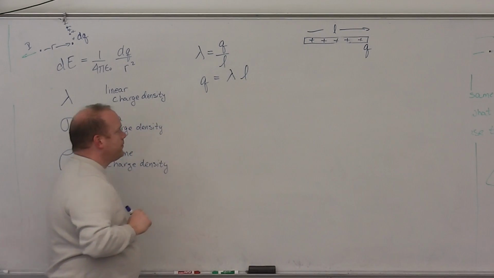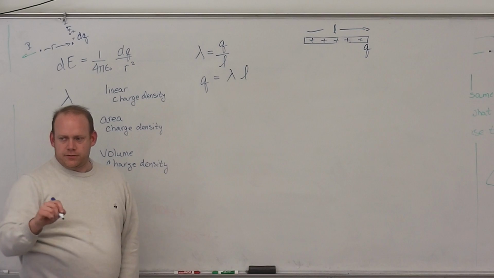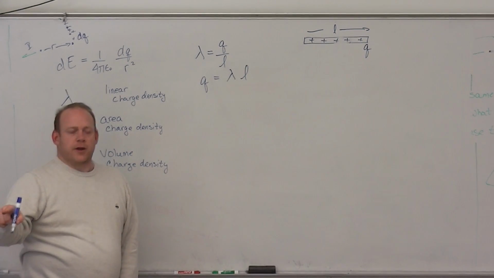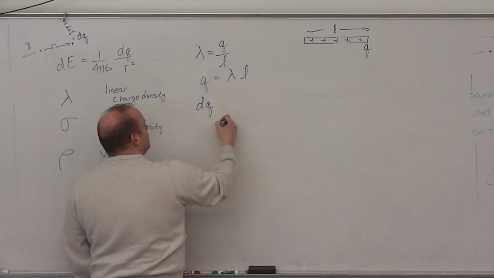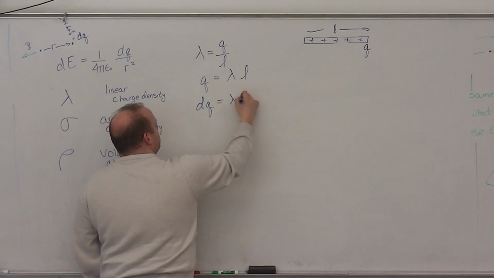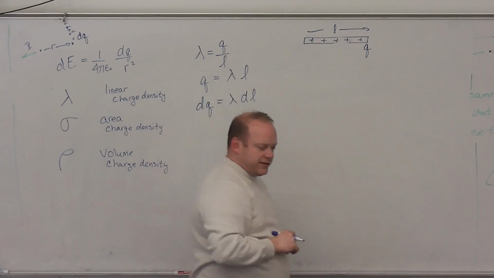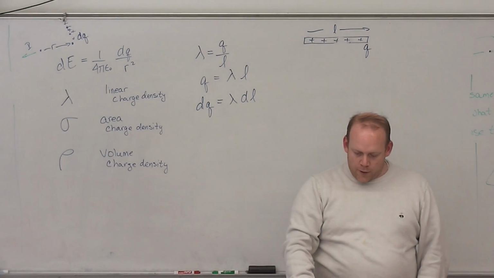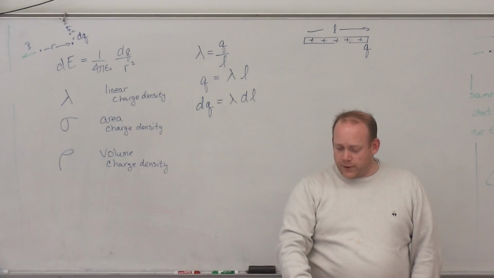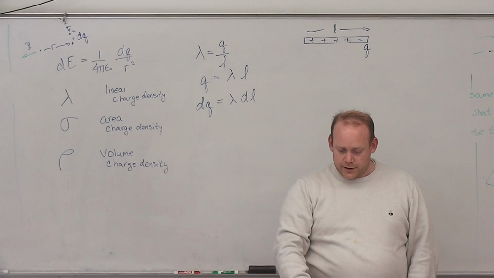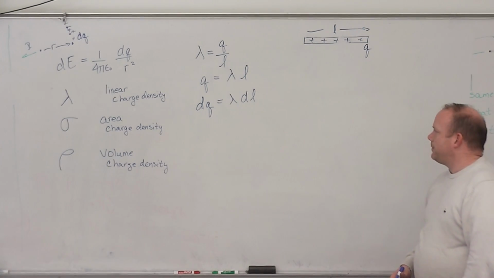The linear charge density times L. Now we can do what's called implicit differentiation. Okay, did you guys do that? Okay. We can say that this is dq equals lambda dl, because we assume that the charge density is going to be constant over the length. It doesn't have to be, but it makes things a lot easier if it is. When it's not, then you've got a more complicated problem to deal with.